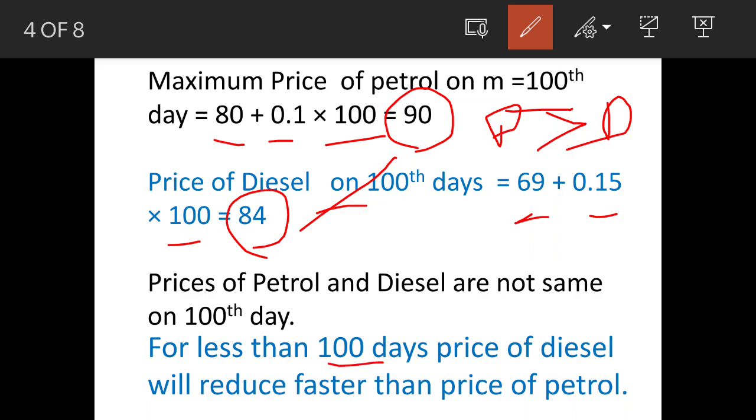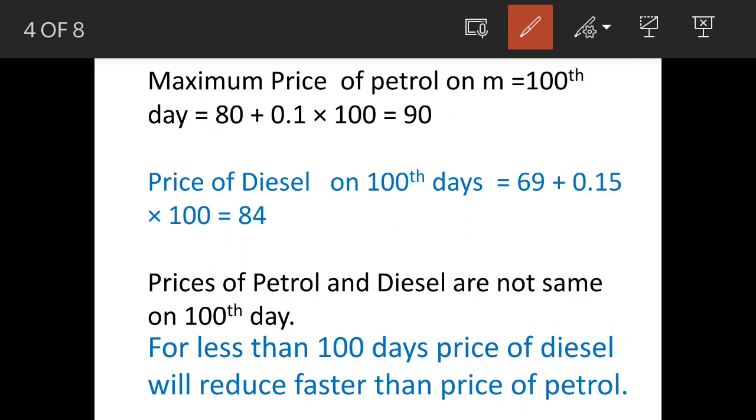Now for less than 100 days, the price of diesel will reduce faster than petrol. Why? Because I explained the factors of multiplication. Here, suppose that this is 80 plus 0.1 into 100. And here it is 69 plus 0.15 into 100. Now, instead of 100, we put some lesser value here. So the fall of price will be more in case of diesel than petrol.